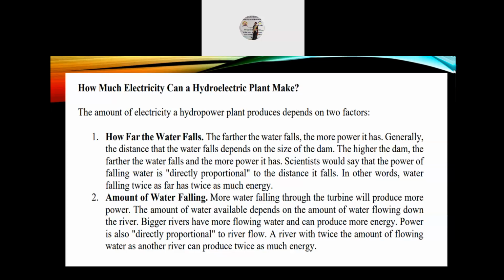Amount of water falling. More water falling through the turbine will produce more power. The amount of water available depends on the amount of water flowing down the river. Bigger rivers have more flowing water and can produce more energy. Power is also directly proportional to river flow. A river with twice the amount of flowing water as another river can produce twice as much energy.